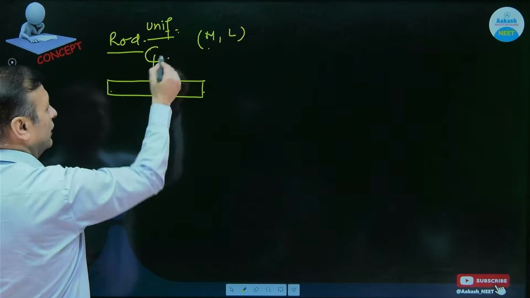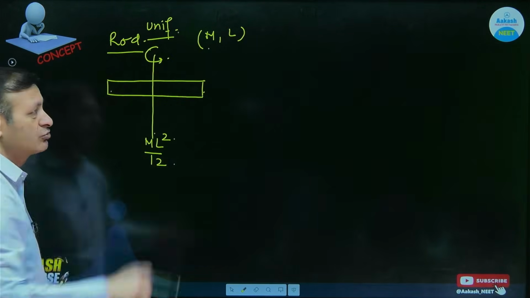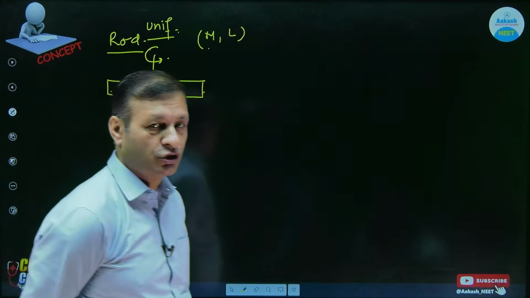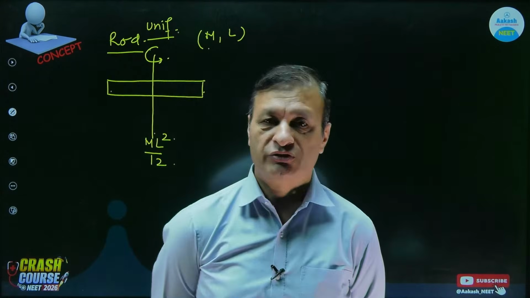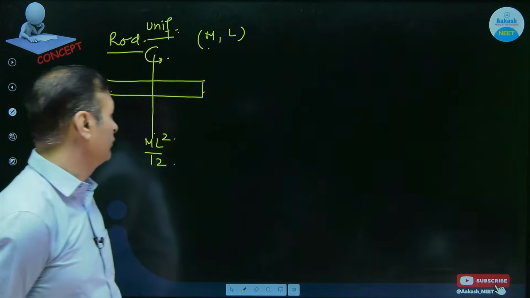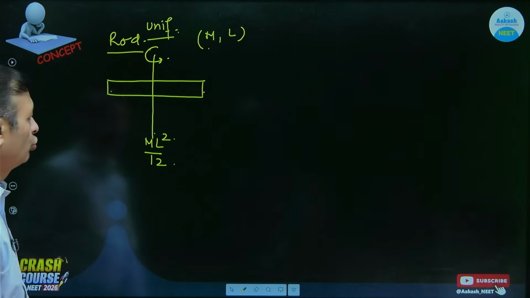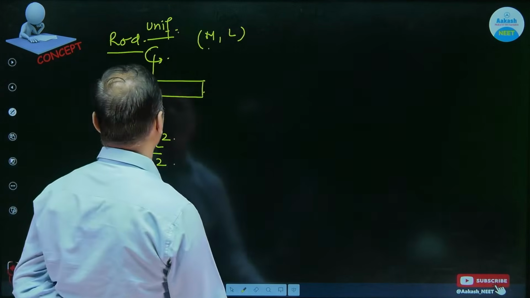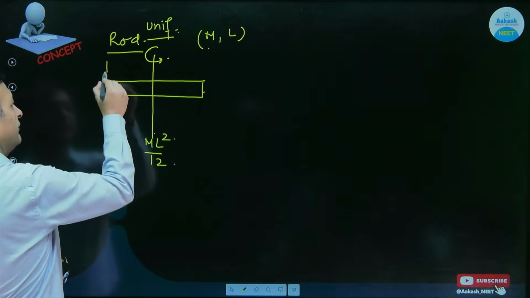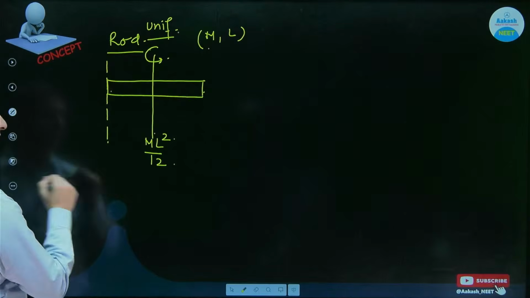So when you work this out, it comes out to be m L square by 12. So the moment of inertia of this uniformly distributed rod about an axis passing through its center perpendicular to its length is given by m L square by 12. Got it?